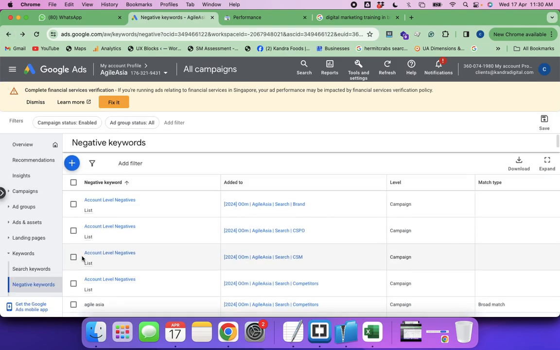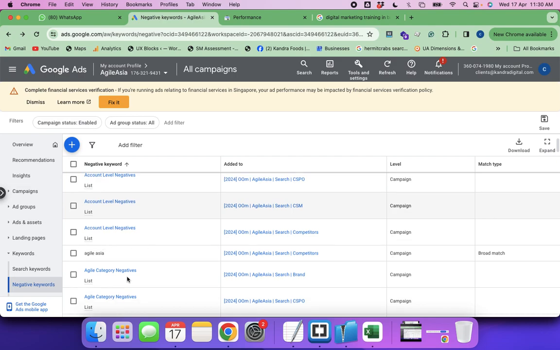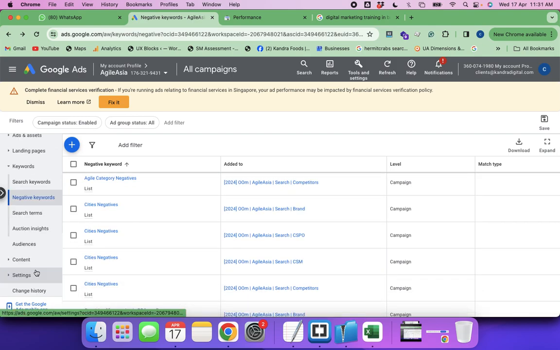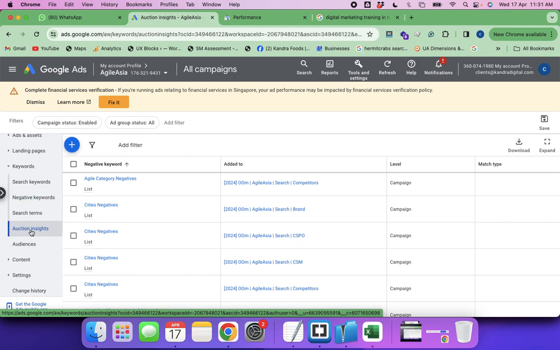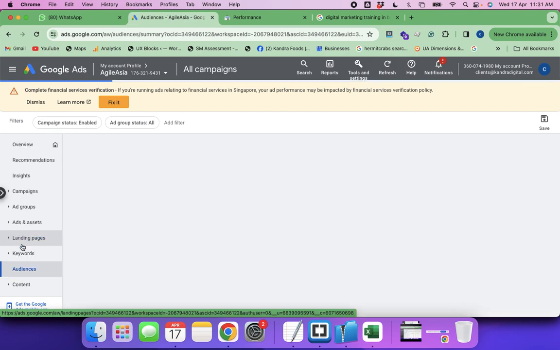Yeah, this section basically displays which negatives are applied for each of these campaigns. Is it clear, Diksha? Oh, sorry. Yes, history. Yeah, auction insights we have already seen.